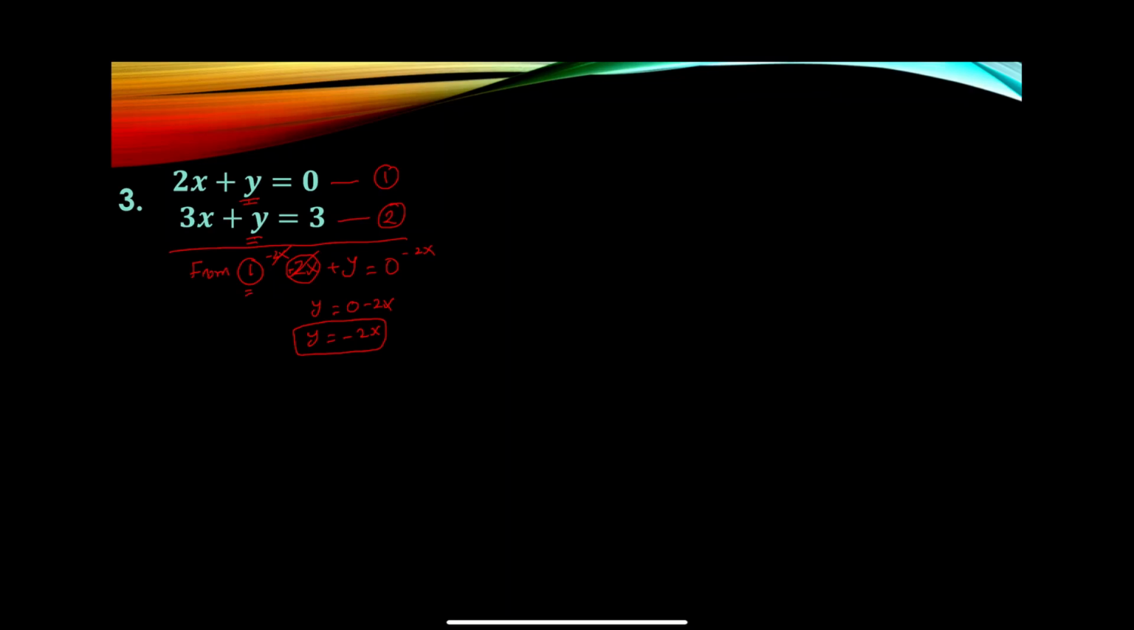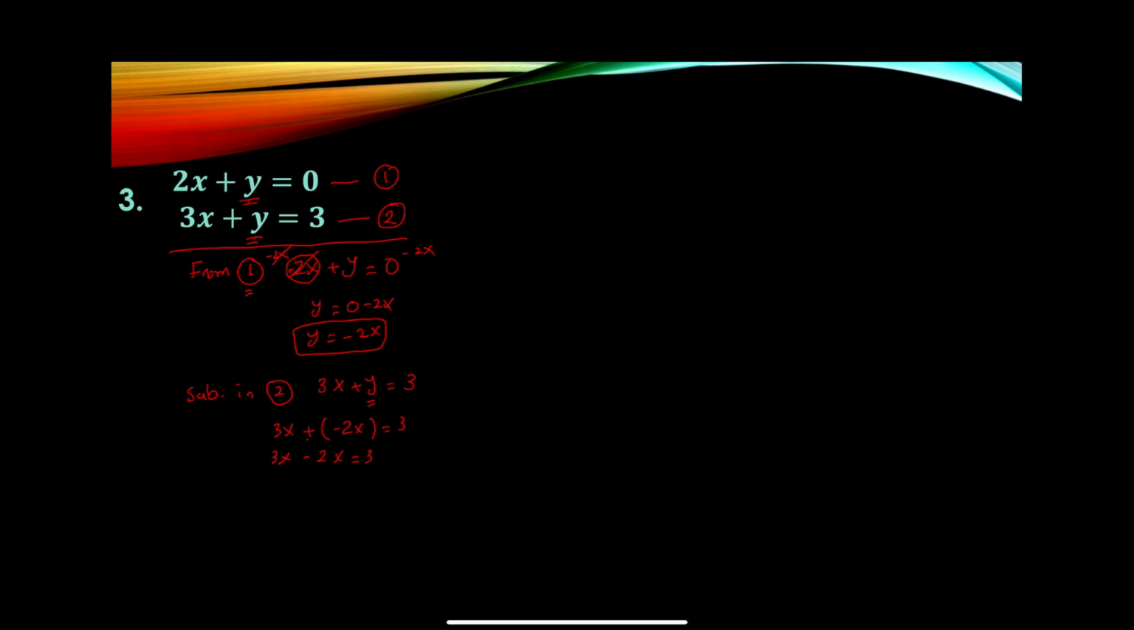Now I started with number 1, and I was able to write y in terms of x. So we will do the substitution now in equation number 2. Equation number 2 is as follows: 3x plus y equal 3. I'll remove y and I'll put -2x. So 3x plus, instead of y, I'll write -2x equal 3. So it's 3x plus and minus. If we multiply positive by negative, it will give us negative, so it's -2x equal to 3.